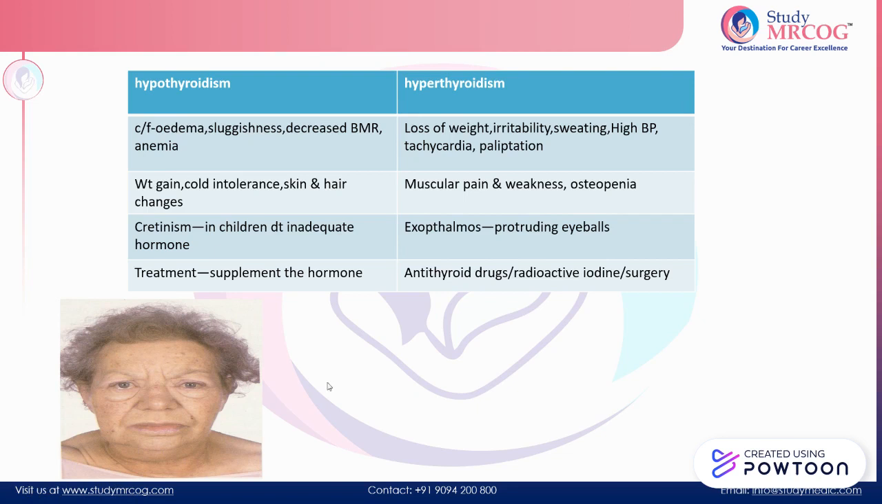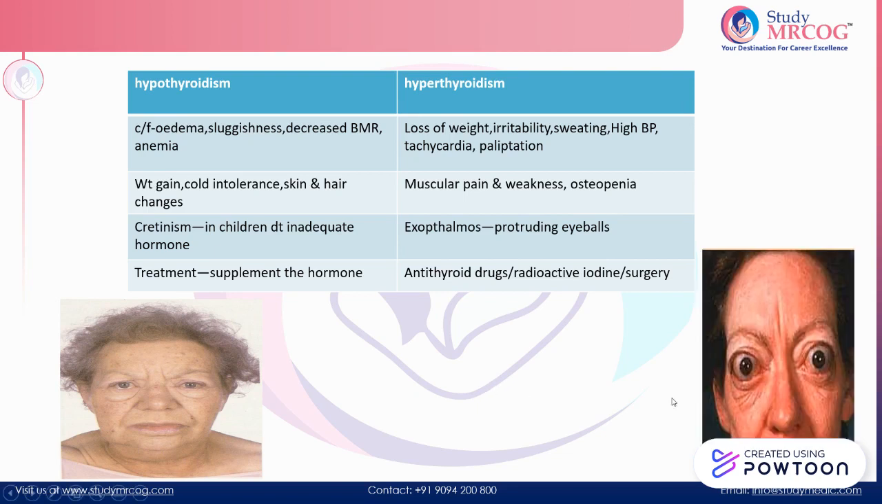What happens when you have too much of the hormone? This is what happens. You get something called as hyperthyroidism. It is exactly the opposite of hypothyroidism. So there is weight loss, irritability, high blood pressure, sweating, tremors, and you get the typical eye sign that is called as exophthalmos or bulging of the eyeballs. Now, because there is too much of the thyroid hormone, the treatment obviously is you give some drugs that will block these hormones. They are called as antithyroid drugs. Then you can give radioactive iodine, or you can do surgery on the thyroid gland.